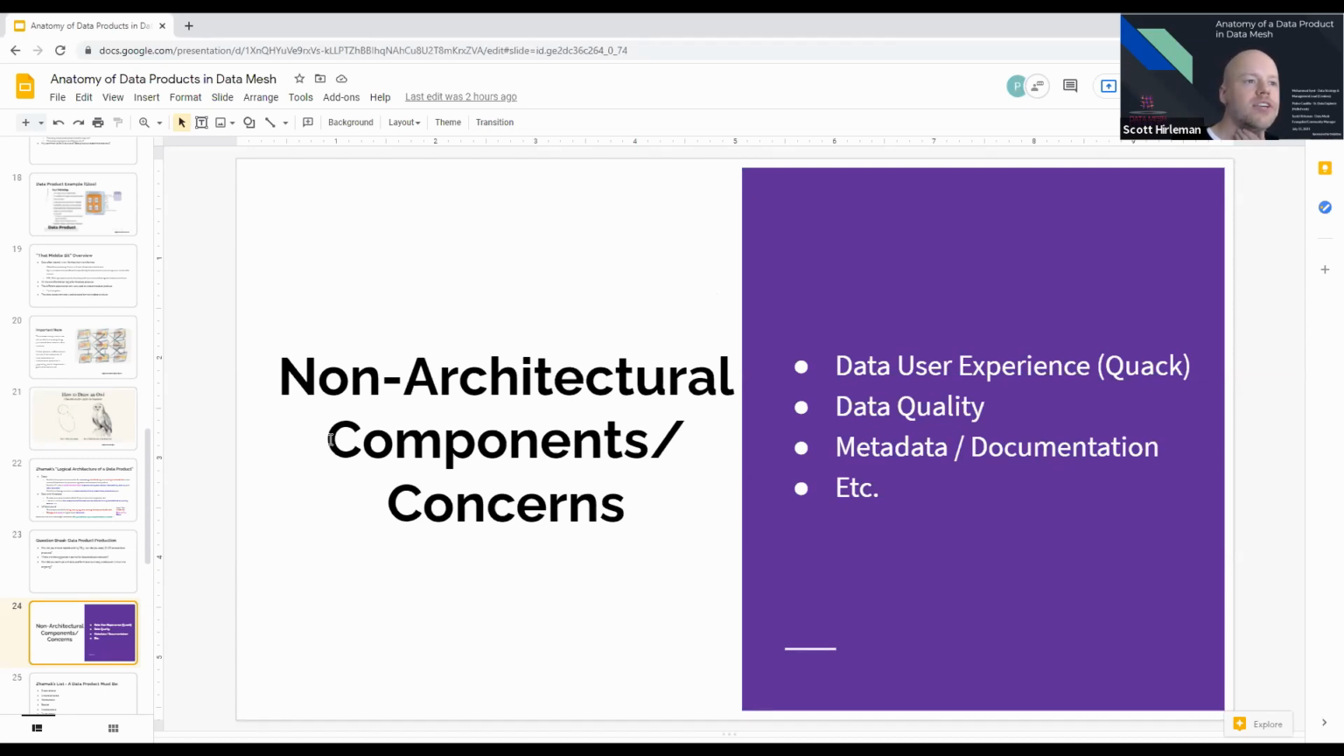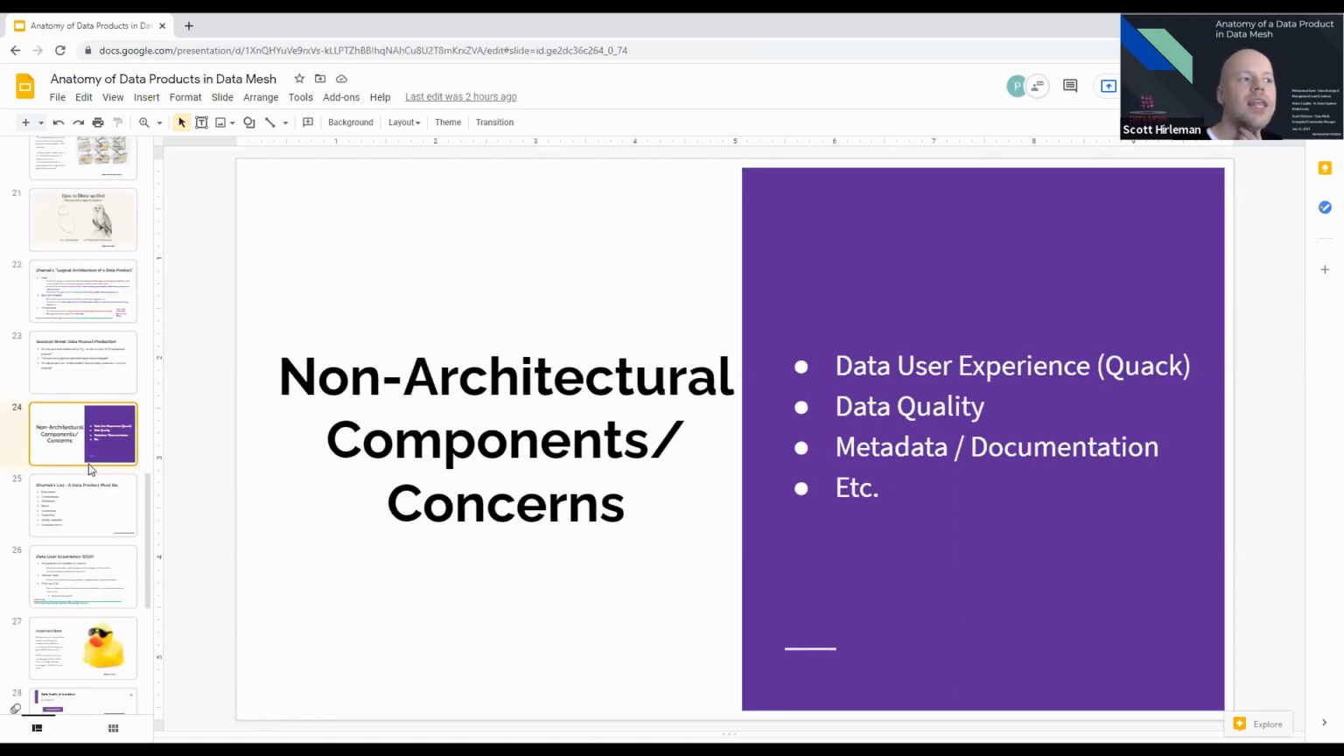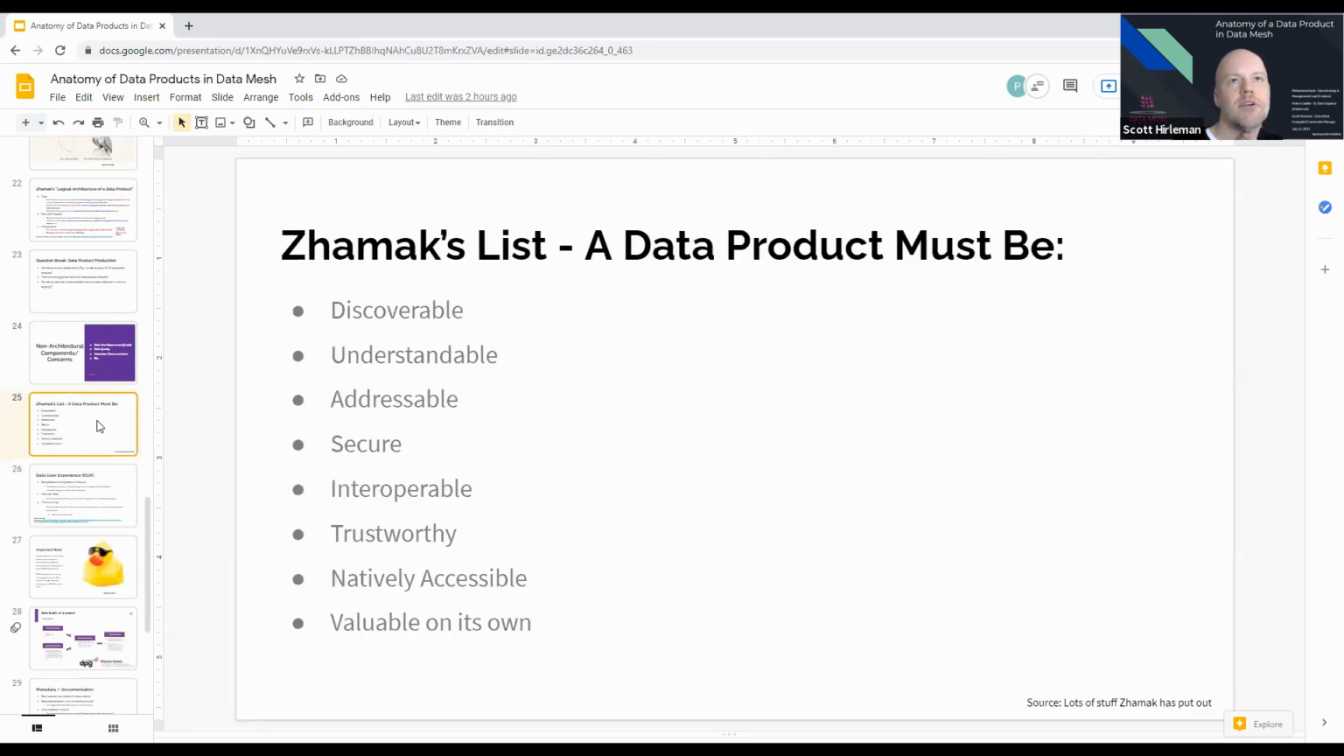So, non-architectural component concerns. This is a non-exhaustive list, right? Because what I don't want is people to say, okay, I've got to do these 800 things when I'm creating a data product. Some of this stuff, we're trying to figure out how we communicate with the community as to what's good enough to get going, and what you add as you evolve. One that I'm really focused on is DUX, the data user experience. Data quality, metadata, documentation. There's a lot of things we could dive into if we were talking at you for 2 hours, but I don't want that necessarily to be the case.